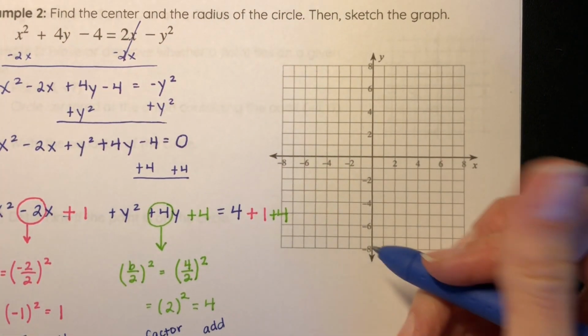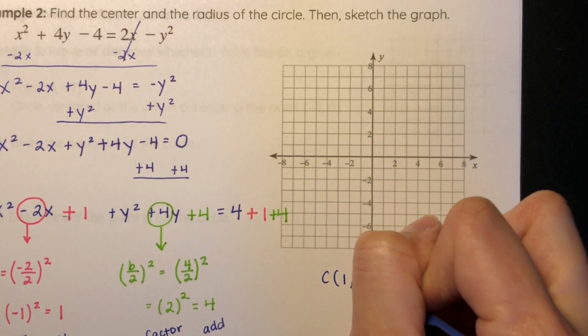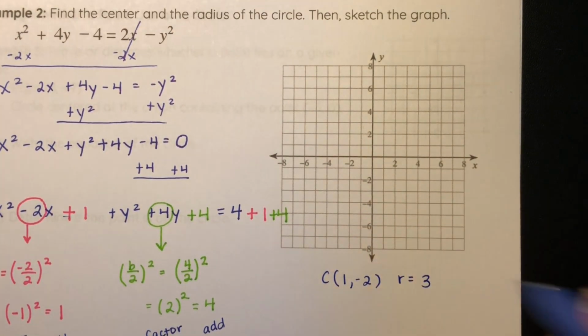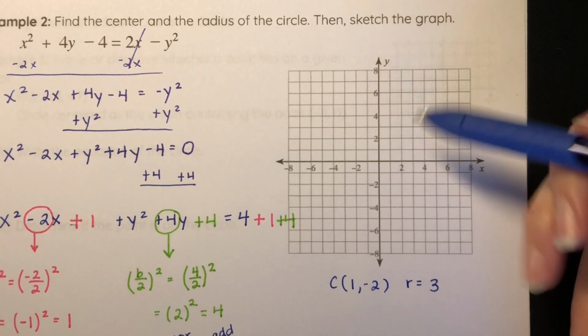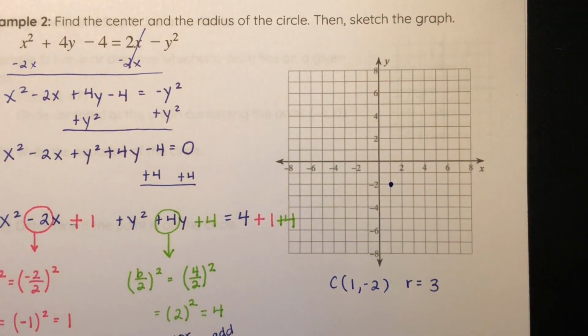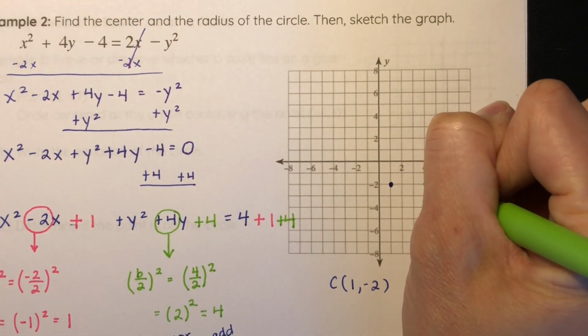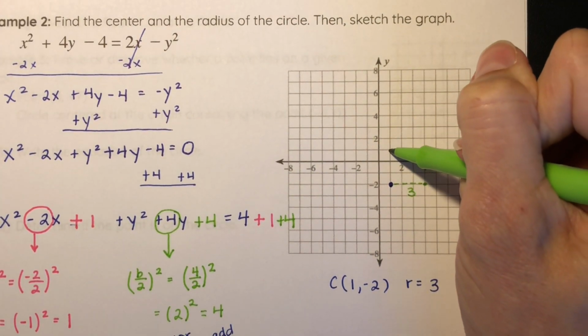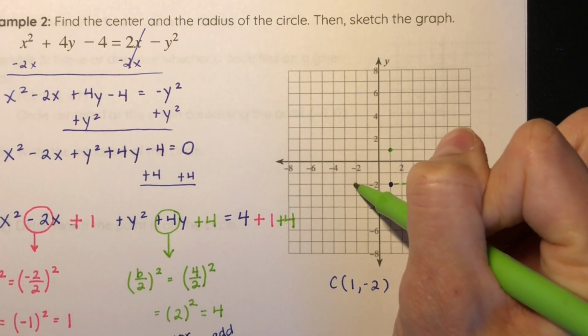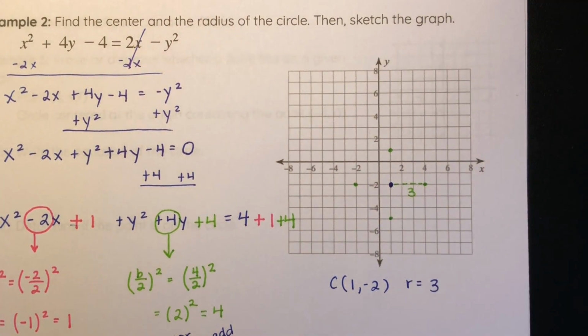All right, so I'll go back up here. My center is 1, negative 2, remember, and radius is 3. So I start at 1, negative 2, and then I'm going to go out 3 units for my radius, and then I go up 3 units, and then I go to the left 3 units and down 3 units.